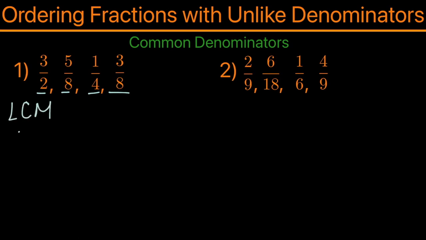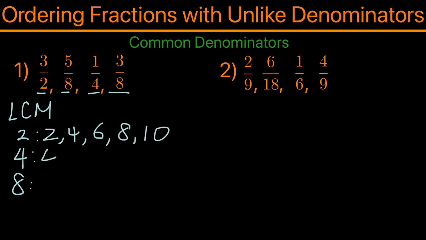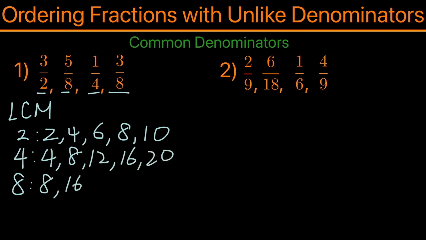So what we're going to do is put 2, and then we have 4, and then we have 8. And then we're going to list out the multiples. So 2 times 1 is 2. 2 times 2 is 4. 2 times 3 is 6. 2 times 4 is 8. 2 times 5 is 10. For 4, we have 4 times 1 is 4, 8, 12, 16, 20. For 8, we have 8, 16, 24, 32.